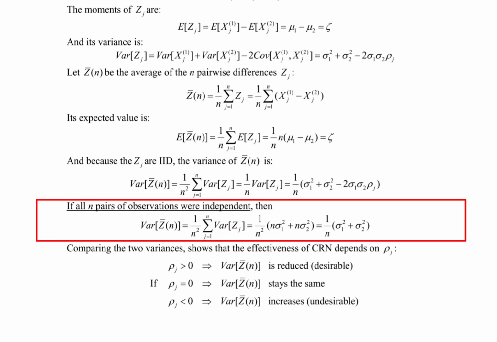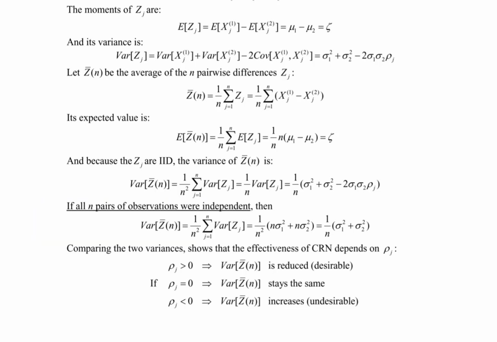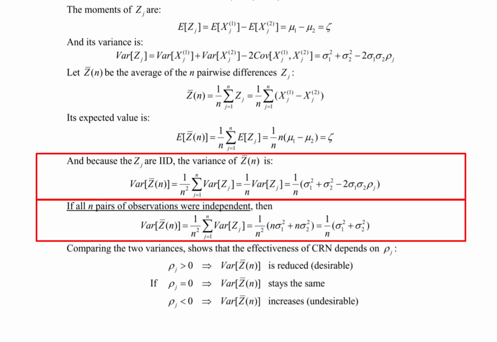If instead of performing common random number pairs, we had n pairs of observations, then the variance of z bar would be the sum of the variances of z sub j, which would give us 1 over n times the sum of the variance of x1 plus the variance of x2. We now have two expressions for the variance of z bar. Comparing these two variances shows that the effectiveness of common random numbers depends on rho sub j.